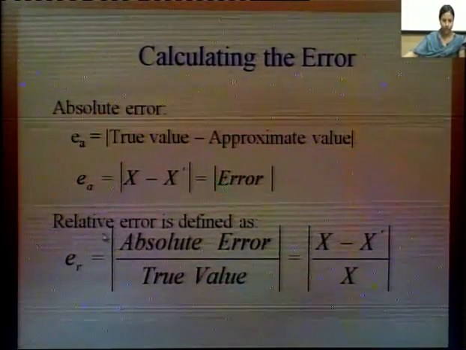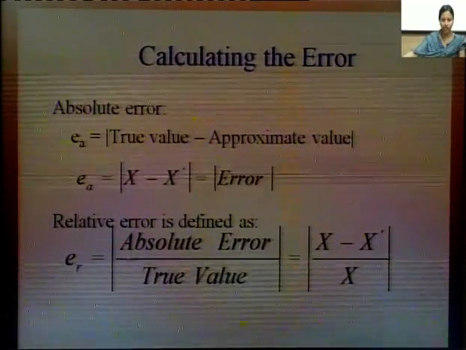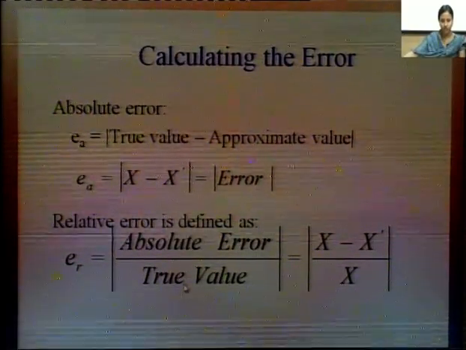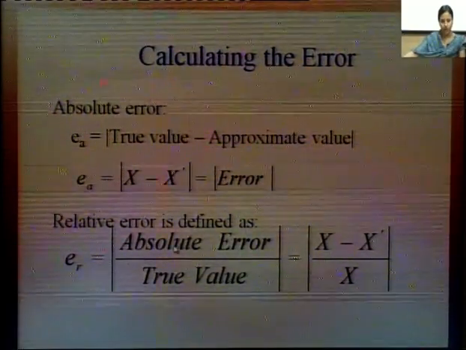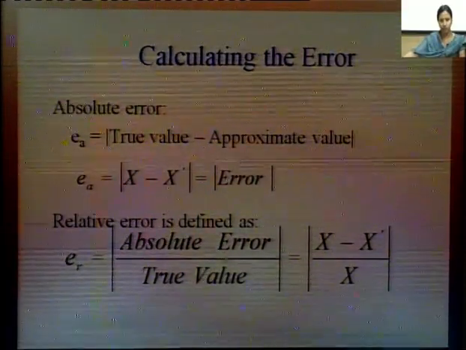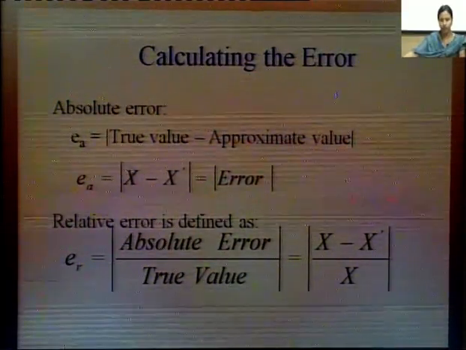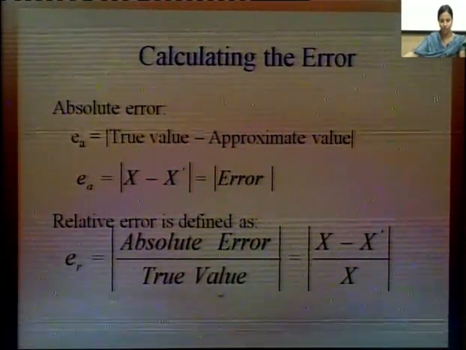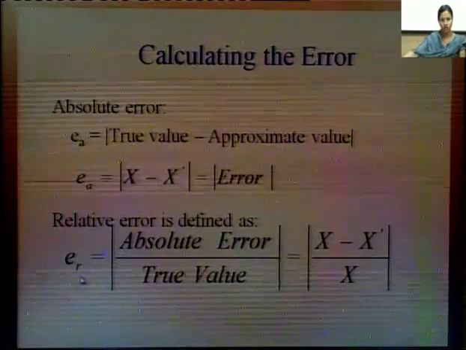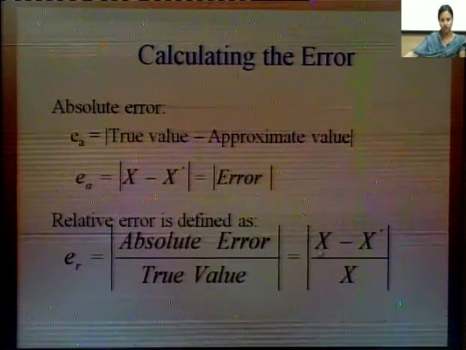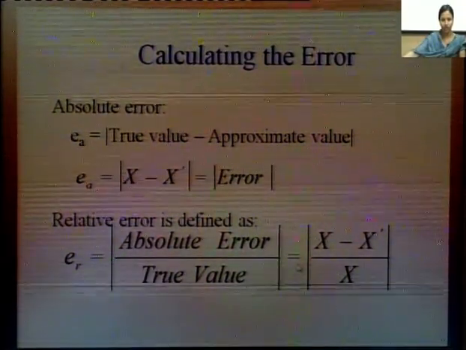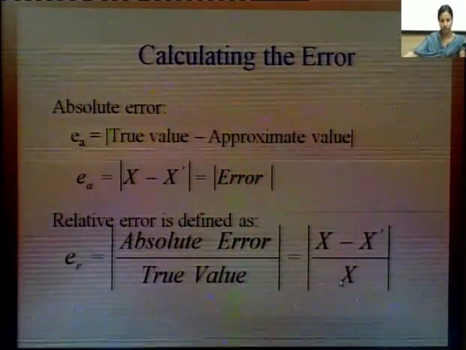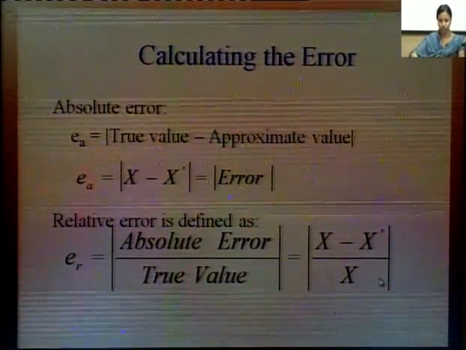Next we come to the relative error. It is defined as absolute error divided by true value. Absolute error is x minus x prime while true value is x. So, relative error is equal to x minus x prime divided by x, its modulus. This is called modulus.